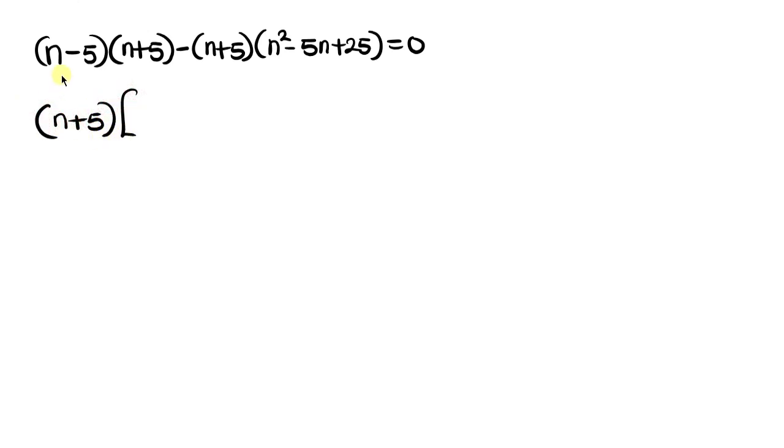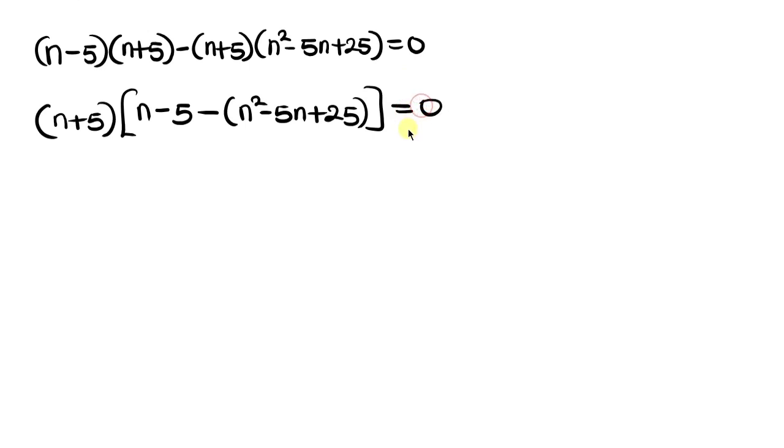Now we are left with n minus 5 times n plus 5 divided by n plus 5. We have n minus 5 minus, now n plus 5 times n squared minus 5n plus 25 divided by n plus 5. We'll be left with this, which is n squared minus 5n plus 25. Good. And this is equal to 0.